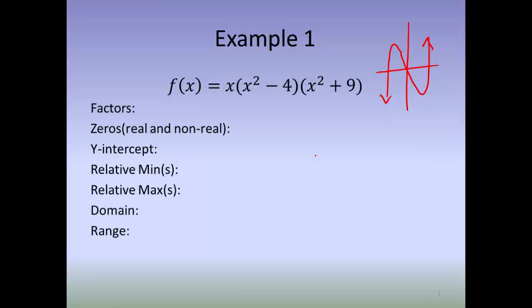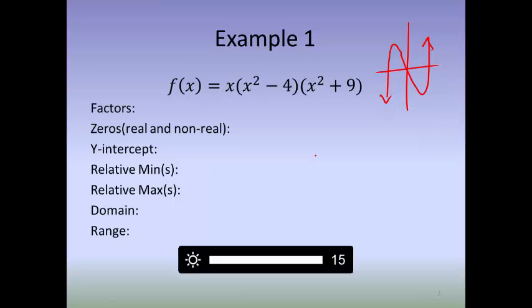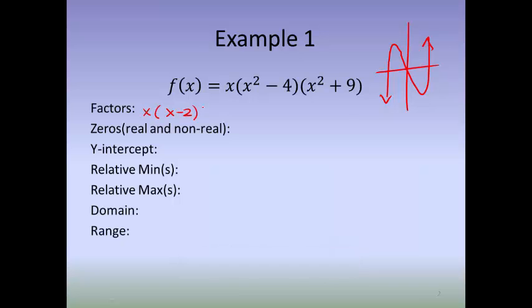So the factors that I have here are x, x minus 2 and x plus 2. And then x squared plus 9, which we should know we cannot factor anymore into real numbers. Now the next thing I need to find are what are my zeros, and I need to find the real and non-real zeros. So factors really help with this because I'm using the zero product property at this point.